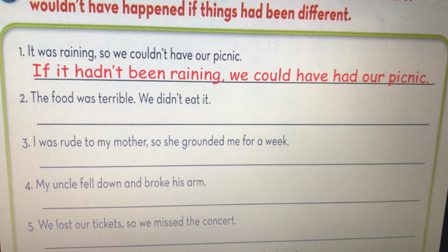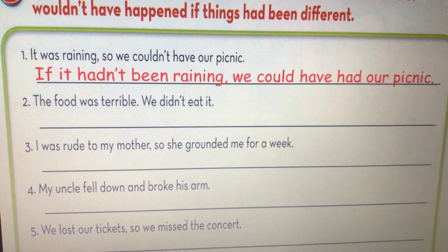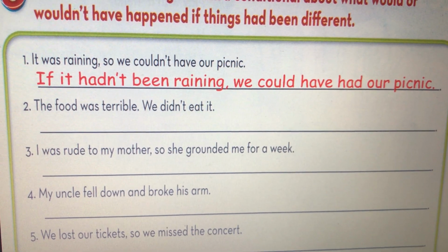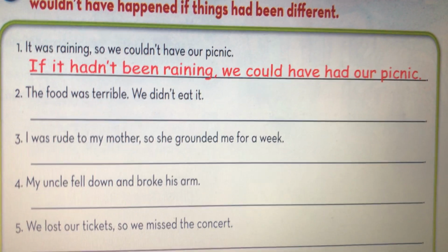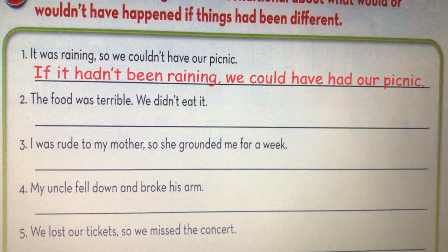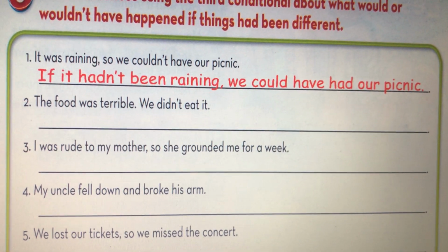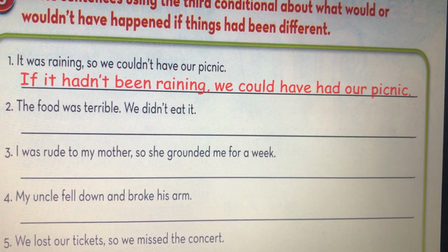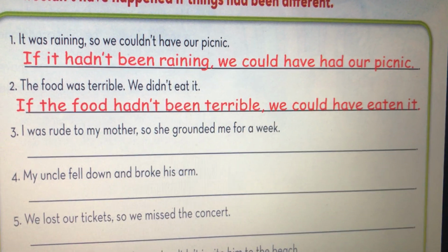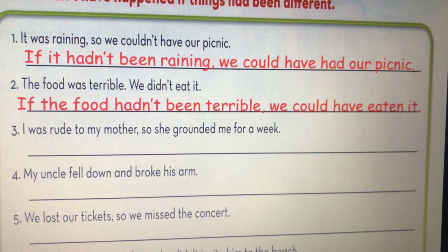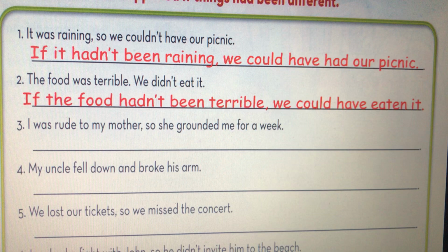Yes, it's like this. If it hadn't been raining, we could have had our picnic. Okay, let's move to the next one. The food was terrible. Not good, bad. We didn't eat it. It should be like this. If the food hadn't been terrible, we could have eaten it.